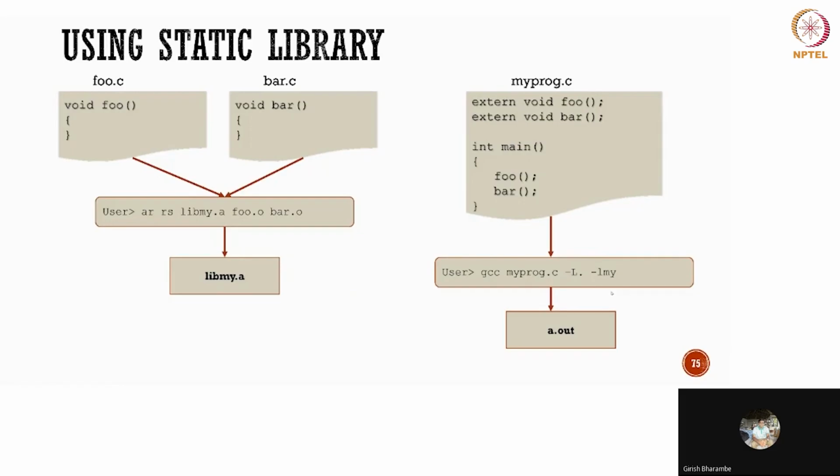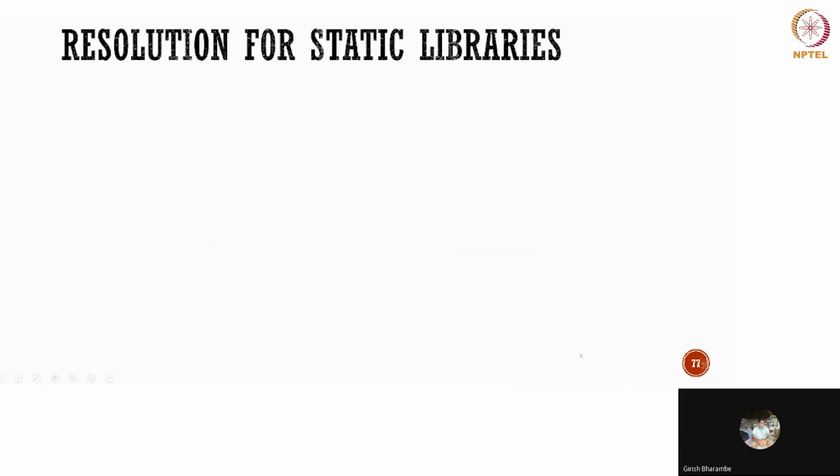Okay. Now, if I slightly change my command, like I give something like this, where I say gcc -lmy myprog.c, this would actually not work. In most linkers, this would fail. And the reason it fails is because the resolution of symbols in static libraries works slightly differently.